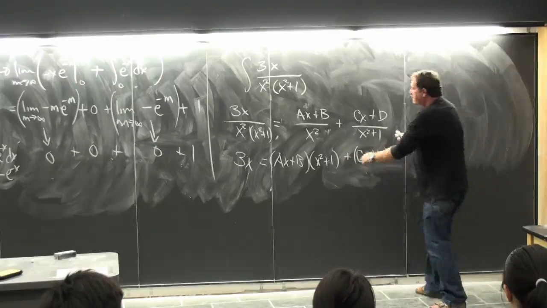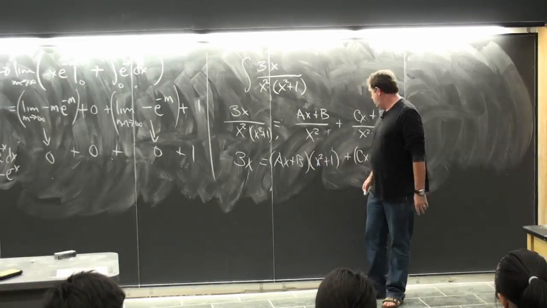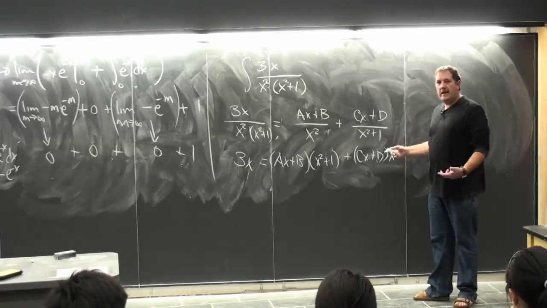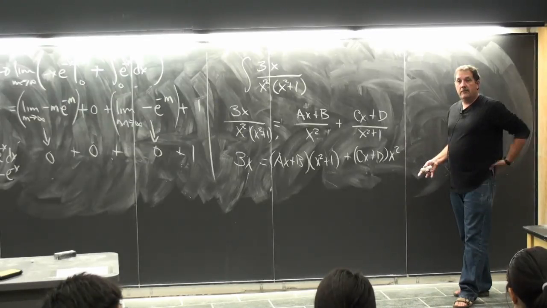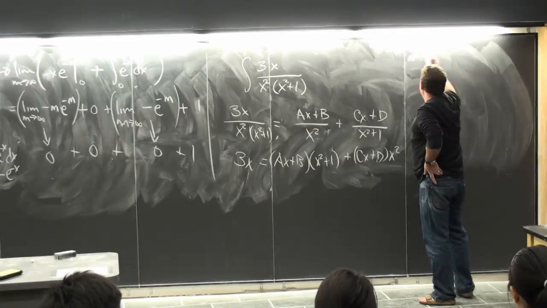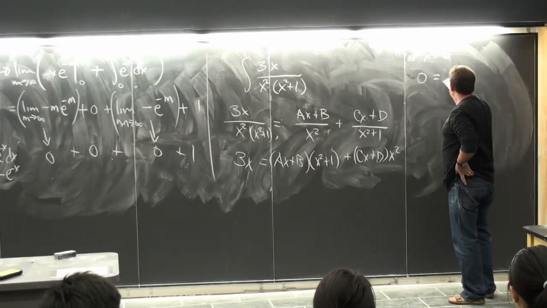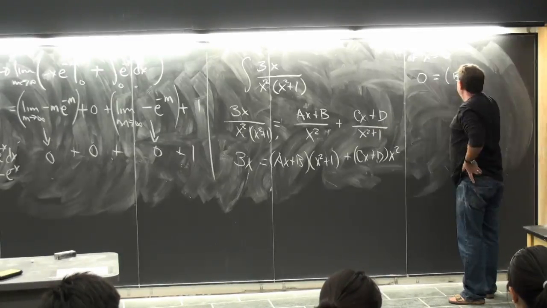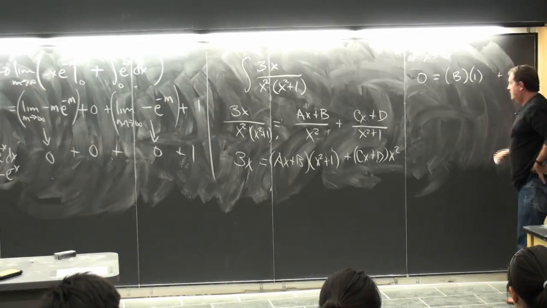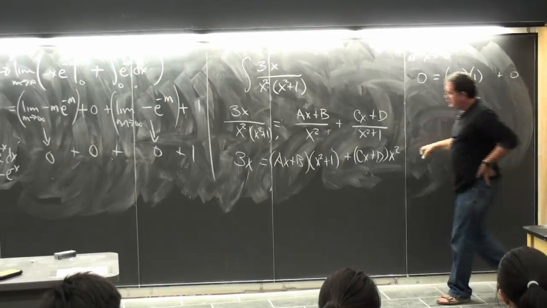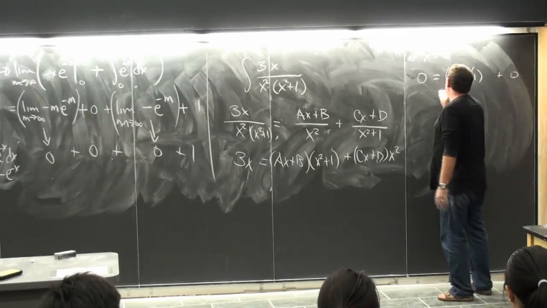Okay. So this has to be true for every value of x. That means that if I multiply everything out, I'm going to get an ax cubed term and a cx cubed term, that means a plus c has to be 0. But I can also just pick numbers because it has to be true for every value of x. So for example, if x is 0, I get 0, 3 times x is 0, equals a times 0 plus b times 1, because x squared plus 1 is 1, plus 0, because x is 0. So just plugging in x equals 0 kills everything and tells me immediately b is 0. So b is 0.